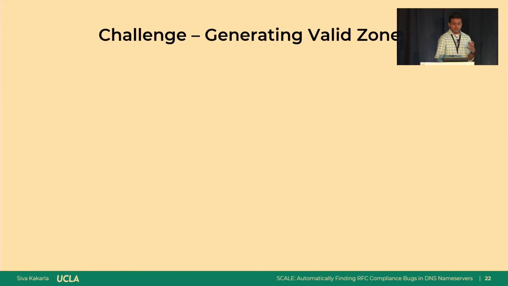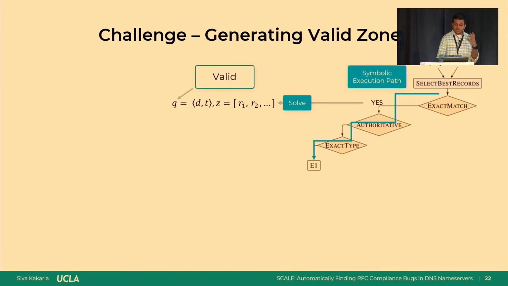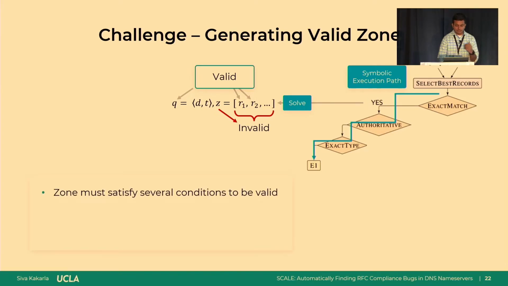The challenge was in generating valid zone files through Zen. Consider one path and the test generated from it. What was happening was that the generated query was valid and each of the individual records was proper, but not the zone file. It was because zone files must satisfy several constraints in order to be considered well formed.